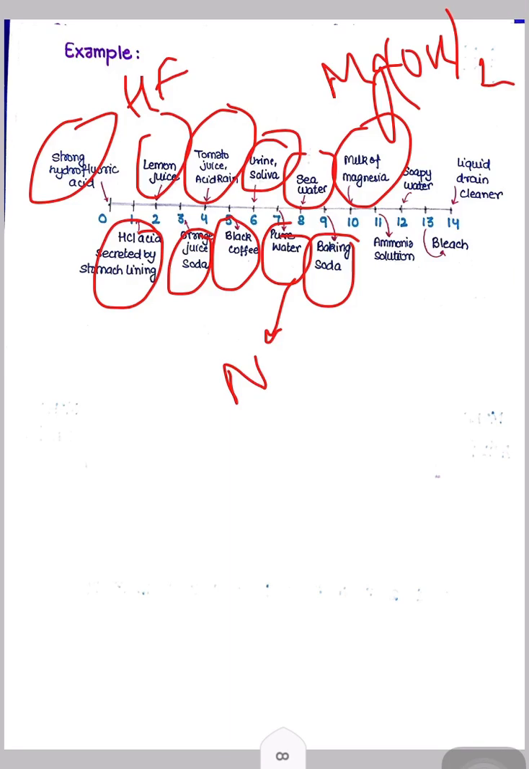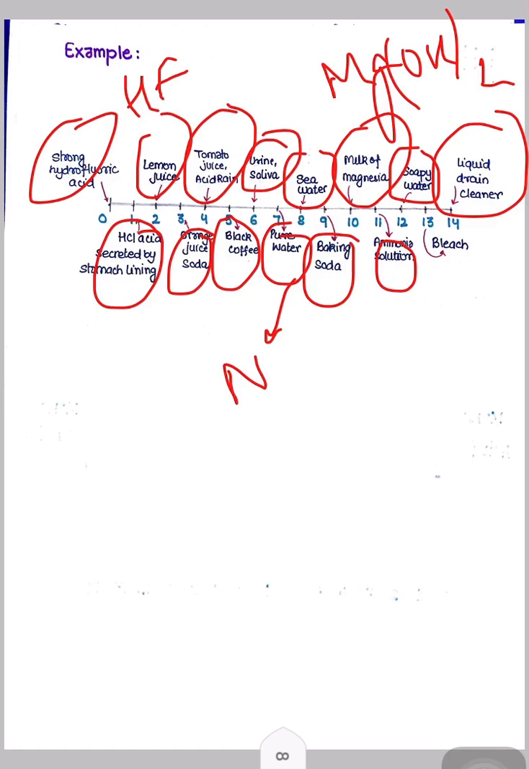Milk of magnesia, which is magnesium hydroxide, is at pH 10. Ammonia solution is at pH 11. Then soapy water, pH 12, bleach at pH 13, and pH 14 is liquid drain cleaner. So what we understand is the higher the pH, the stronger the base, and the lower the pH, the stronger the acid.